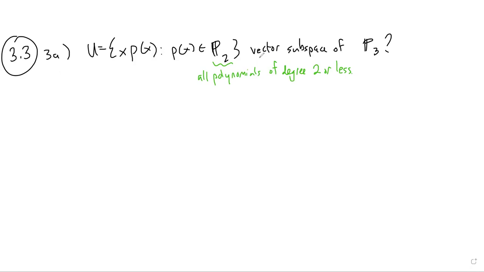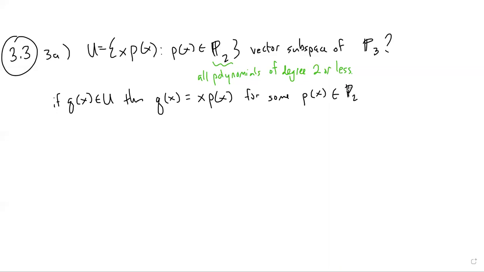So the best way to do this is probably to try to figure out what something in U actually looks like. So if Q of x is in U, then Q of x equals, well, we know it's x times P of x for some P of x in P2. And just what that looks like, well, it's a polynomial. So I want to keep things as arbitrary as possible. There's not really any restrictions on what P of x looks like. So I can write this as something of the form ax squared plus bx plus c for some real a, b, c.